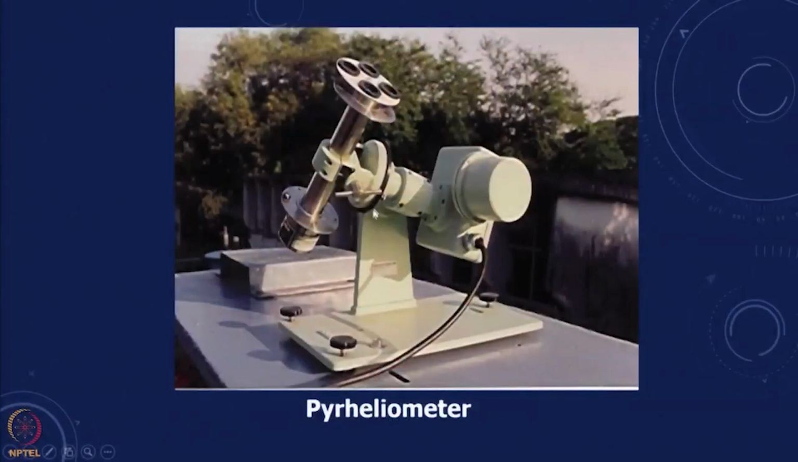If you are looking at the direct insolation, this is an instrument which is used to measure the direct beam insolation. This is called the pyrheliometer. This is focused so that it is directly depending on the position of the sun. It will be taking the direct normal beam radiation to the sun, and this is the measurement.